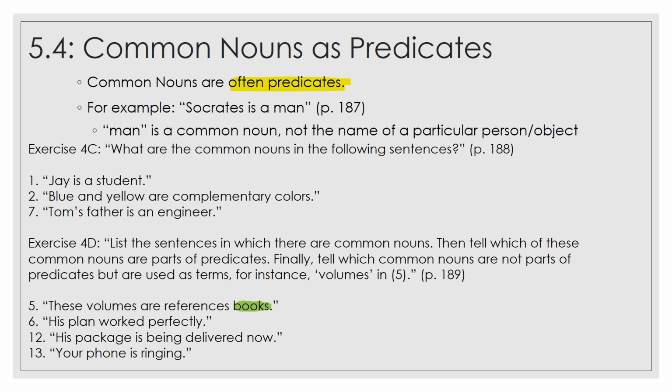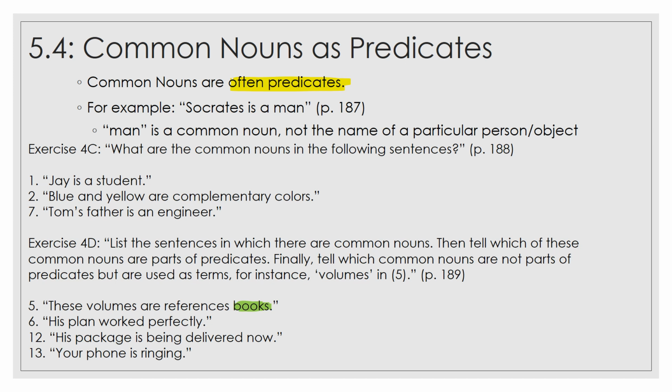But anyways, section 5.4 is on common nouns as predicates, and common nouns are often predicates, but not always. For example, the classic example, Socrates is a man. And man, of course, is a common noun. It's not the name of a particular person or object. Socrates belongs to the class of mankind or men. So let's do some exercises.